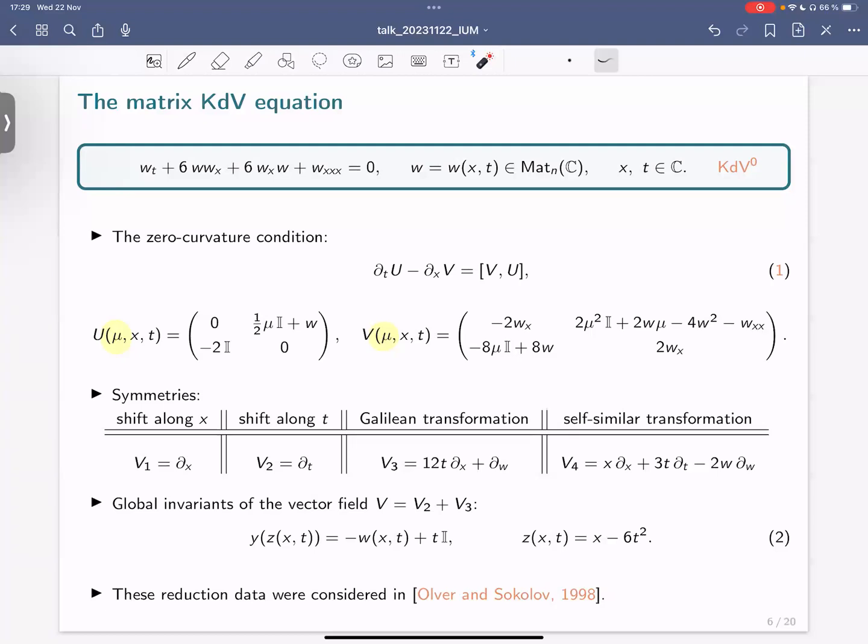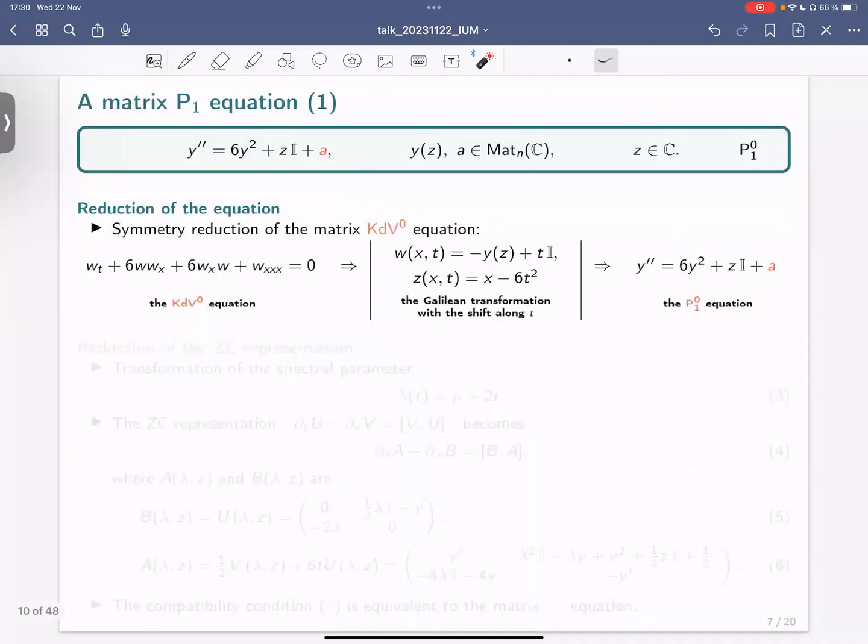For instance, if we consider this vector field, global invariance of this vector field, we can reduce the matrix KdV equation to the first Painlevé equation. This reduction was considered in the paper by Olver and Sokolov. Namely, if we take this change of variables, we can reduce this equation to an ordinary differential equation that can be integrated one time. And as a result, we obtain a matrix version of the first Painlevé equation.